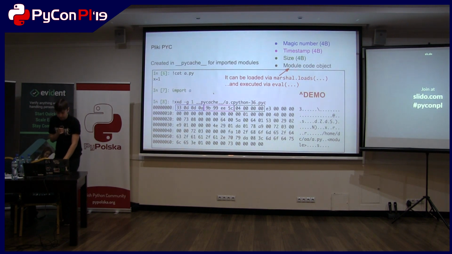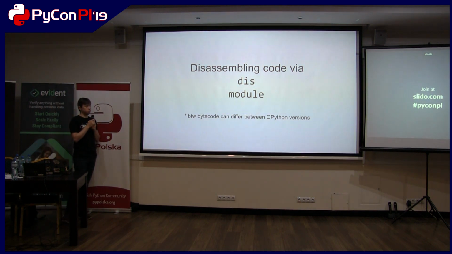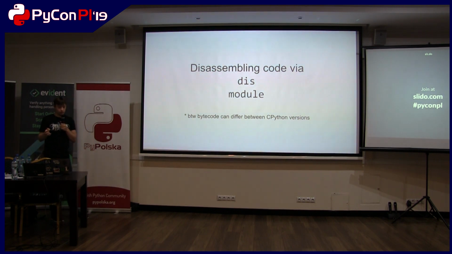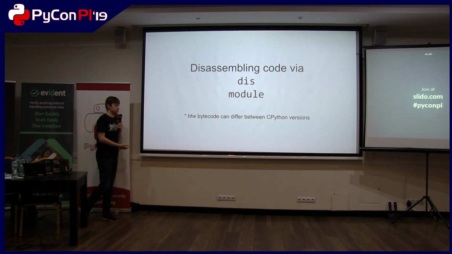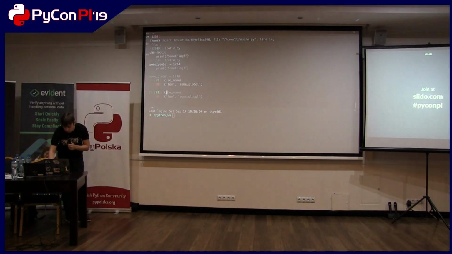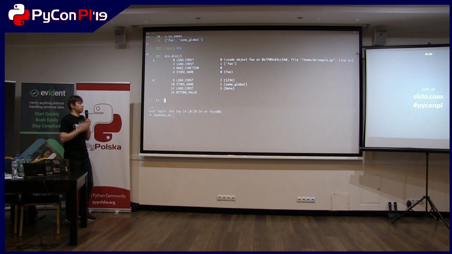Okay, so we had this PYC file, and the thing is that if we have a Python object, which is a function or a module or a class, we can disassemble it. And we can also disassemble code objects. So let's try this. There's a built-in module called dis for that, which obviously has a function called dis as well.